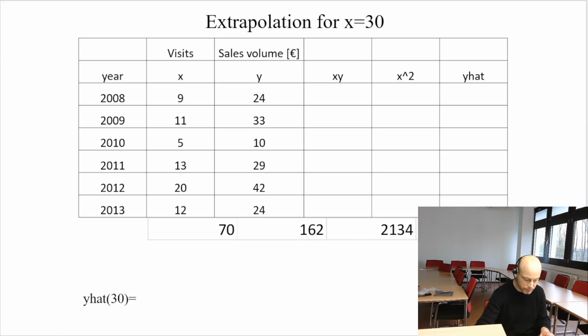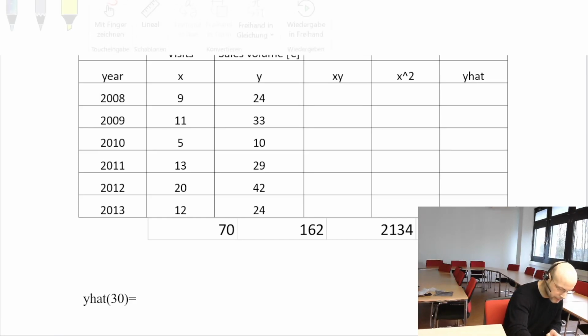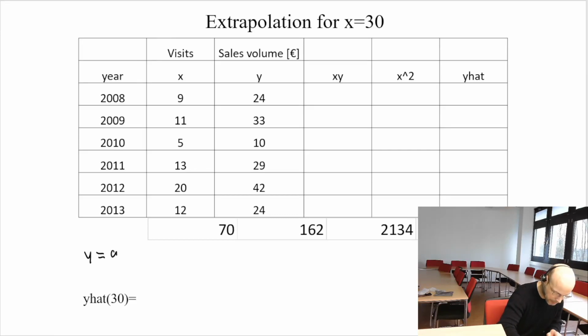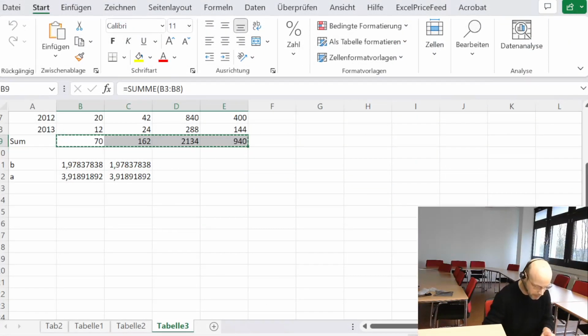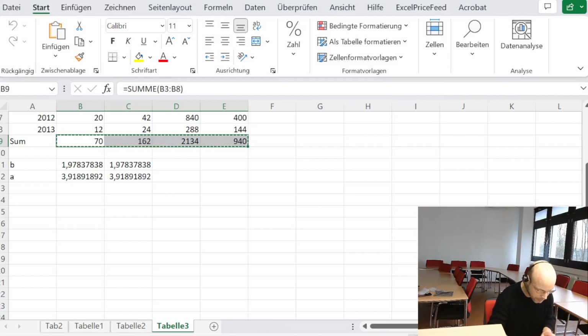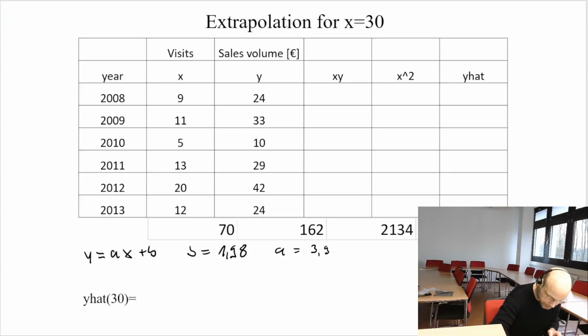And we had also calculated our dependence: y equals ax plus b, and b we had 1.98 and a we had 3.92. And then of course we can answer the question.